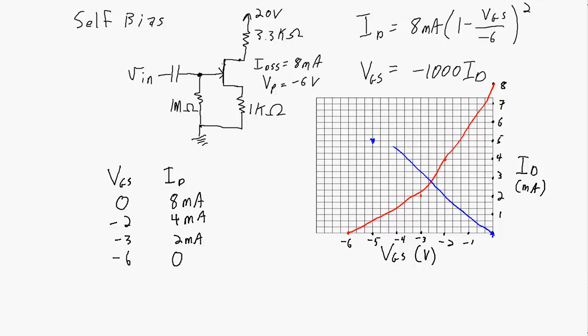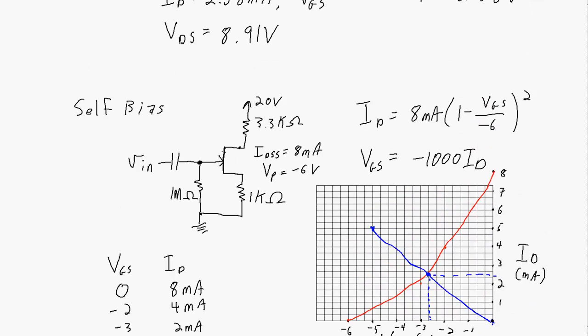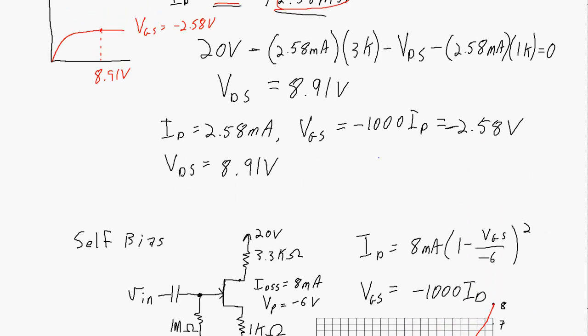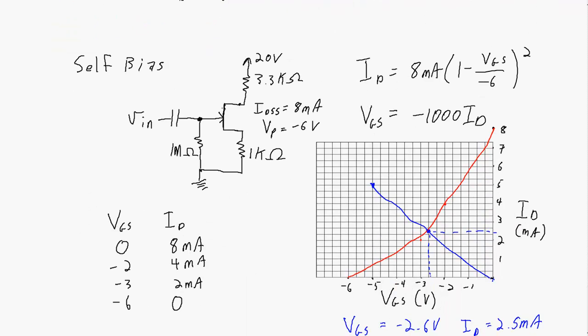Not very good there. Try again. If I was doing this on paper, I could of course draw a much straighter line. And so the intersection is right here, and that's at about minus 2.6 volts and about 2.5 milliamps. So VGS equals minus 2.6 volts, ID equals 2.5 milliamps. And that's pretty close to what I had when I did it numerically: 2.6 milliamps, 2.6 volts approximately.